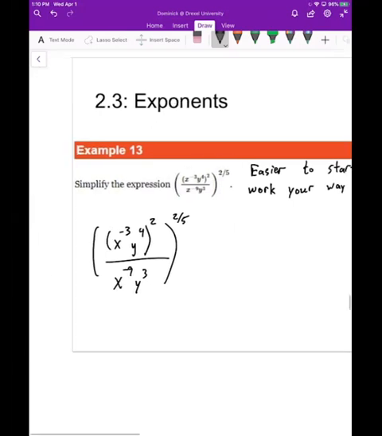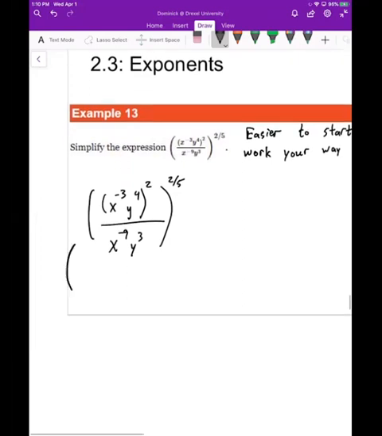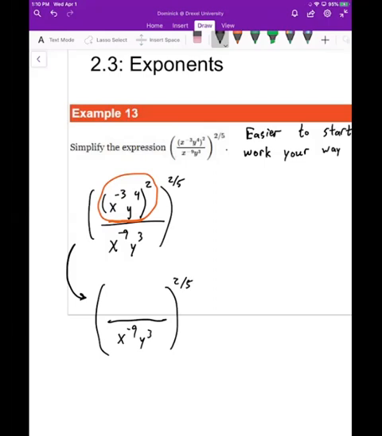Okay, so let's go inside. The furthest inside we can go is this set of parentheses here. So I'll deal with that first, and let me put everything else in black that I'm not doing in this step. This is our product to a power rule, right? So I can take x to the -3 and multiply that by 2, so that's x to the -6. And then y to the 4th, squared, would give me y to the 8th.